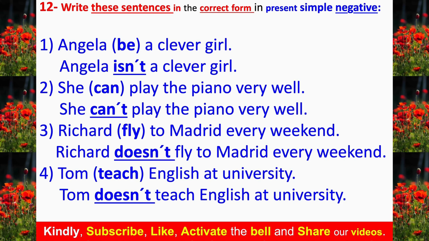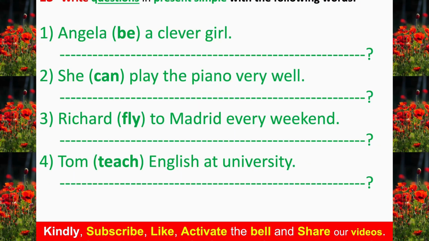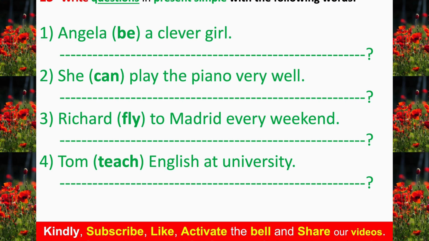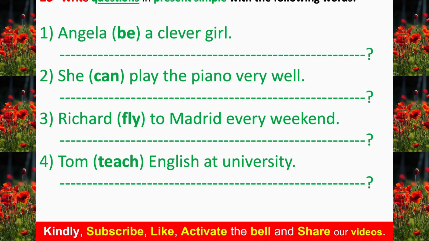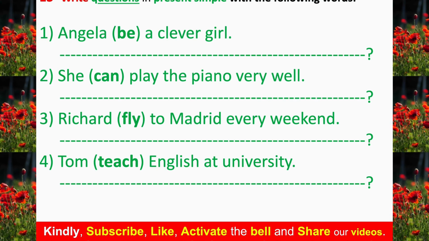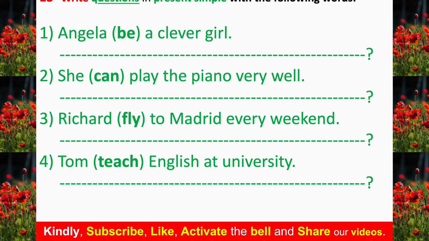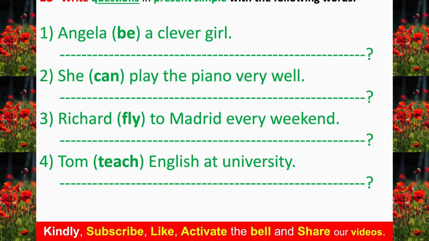Let's go to the next slide, number 13. In number 13, we are going to make a question. As we said before, with verb to be, we need to put just the verb first. Here we are not going to use WH words. So Angela be a clever girl. So is Angela a clever girl?